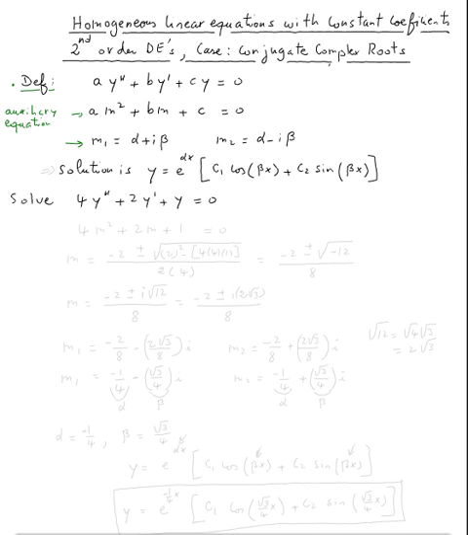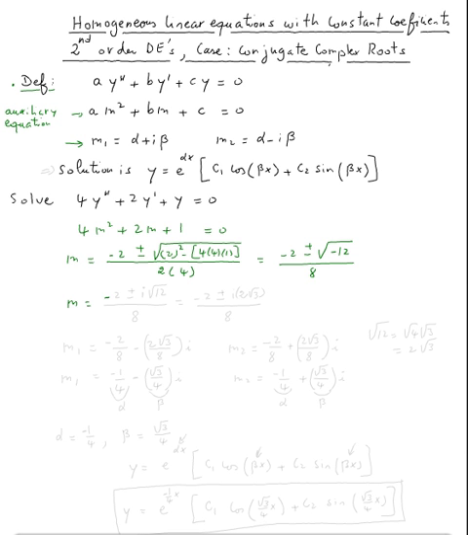Solve for 4 times the second derivative of y plus 2 times the first derivative of y plus y equals 0. So definitely the auxiliary equation will be a, which is 4, times m squared plus b, which is 2, times m plus c, which is 1, equals 0. So let's use the quadratic formula to solve the auxiliary equation. Now m is equal to minus b plus or minus the square root of b squared minus 4 times a times c, over 2 times a. Now this is equal to minus 2 plus or minus the square root of 4 minus 16, which is minus 12, over 2 times 4, which is 8.